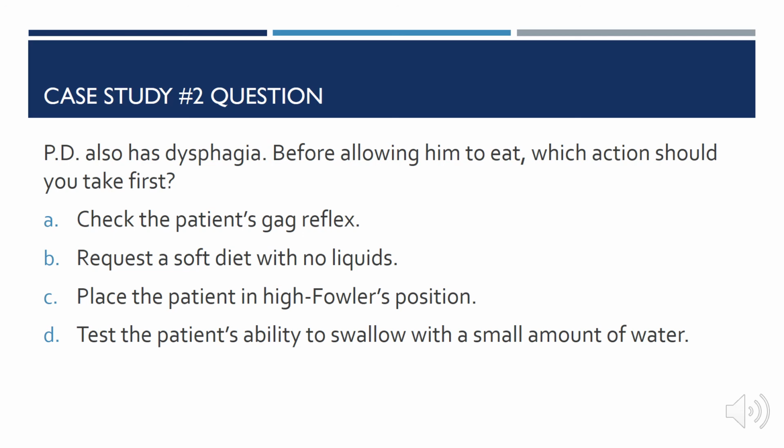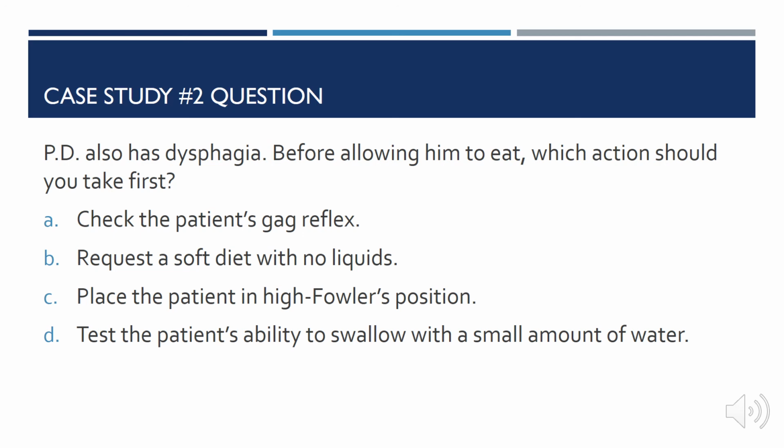So he also has dysphagia. Before allowing him to eat, which action should you take first? Check the patient's gag reflex, request a soft diet with no liquids, place the patient in high Fowler's position, or test the patient's ability to swallow with small amounts of water.